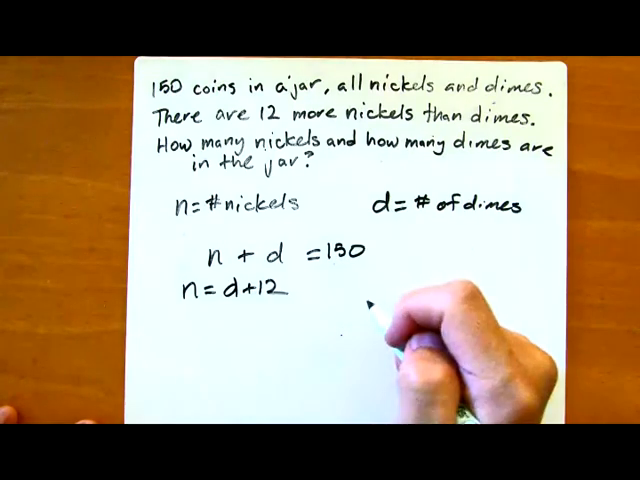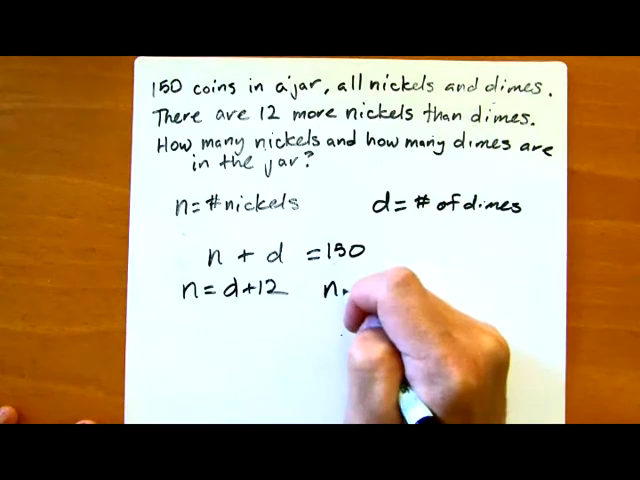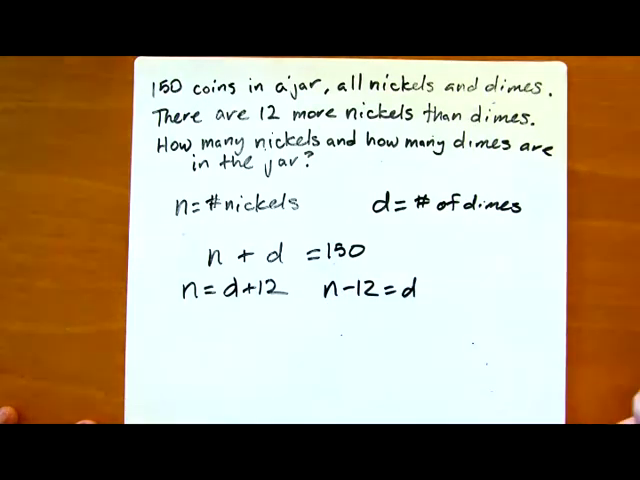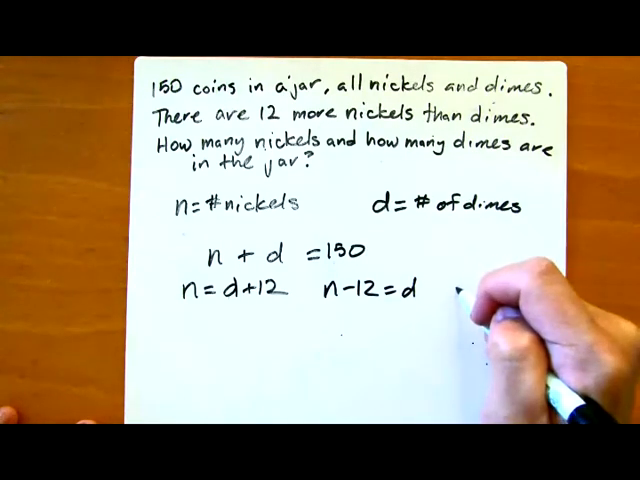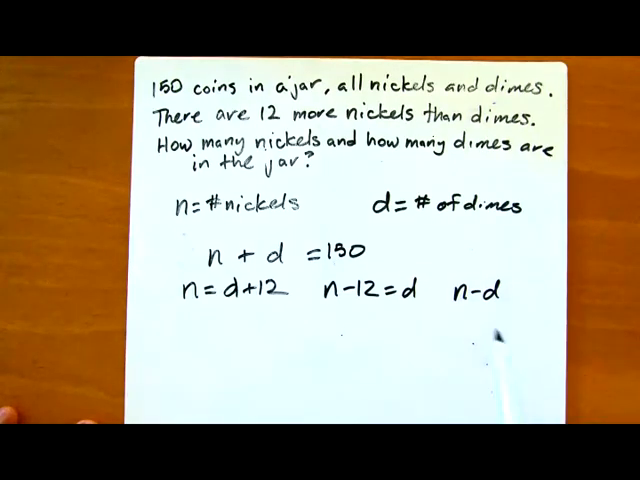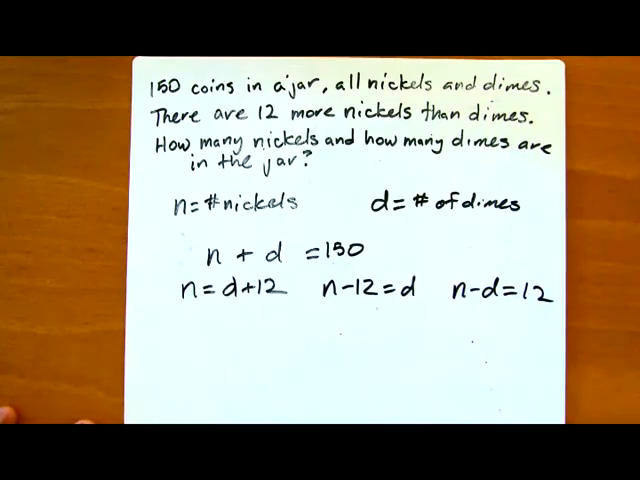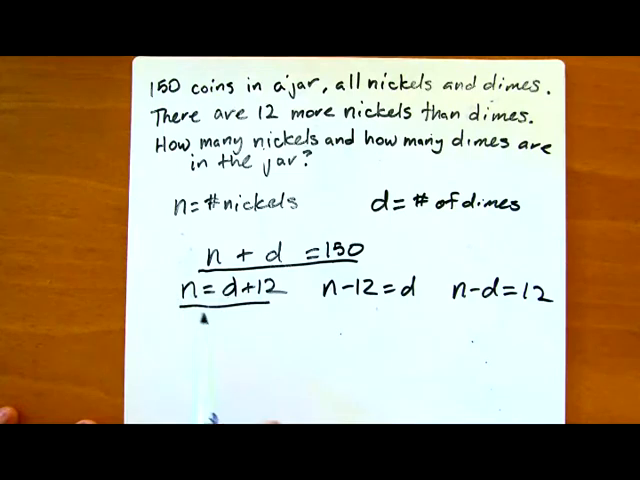Another way you could have gone is, let's see, you have more nickels. If I take away 12, I get the smaller number, the dimes. Technically, if I take the big number minus the small number, there's a difference of 12. So any of these would have worked. Okay, I'll go with this one. So I'll use these two equations.